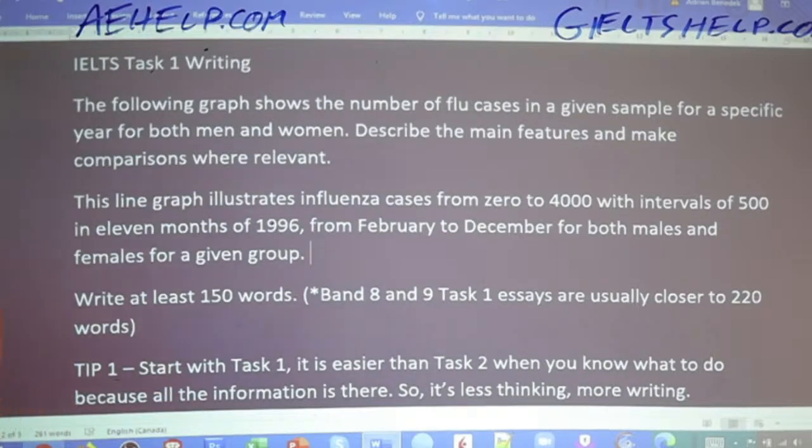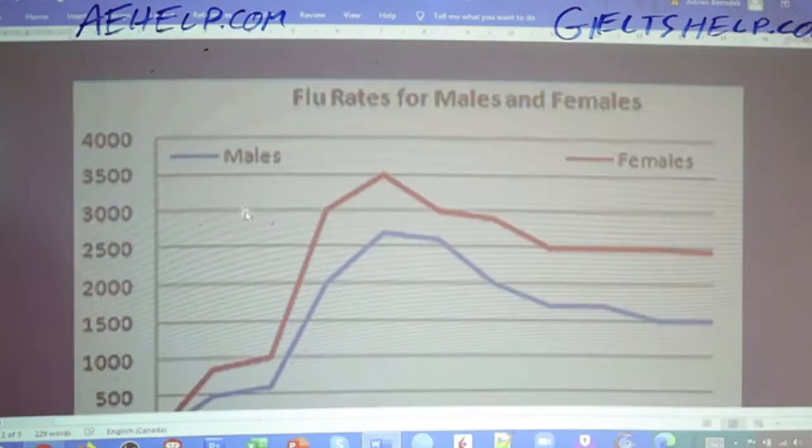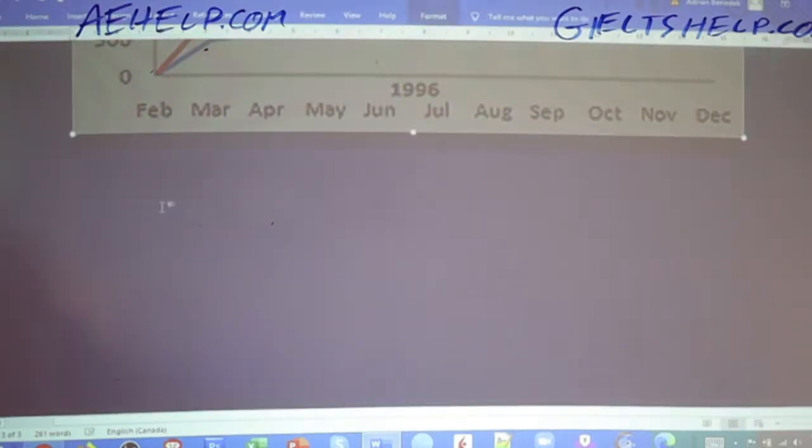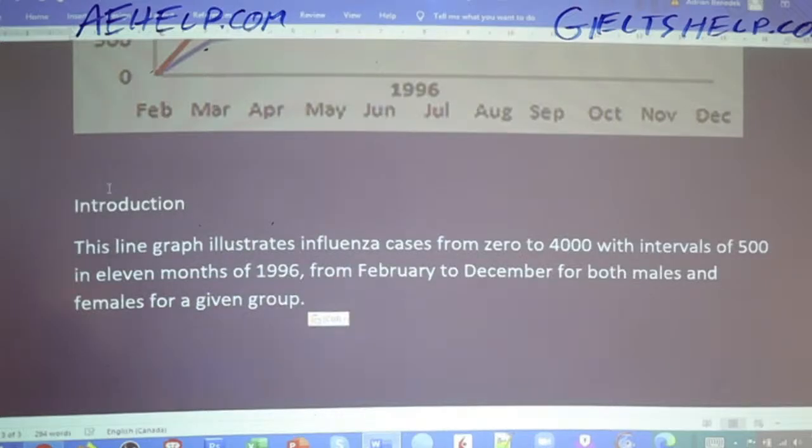All right, so that is the beginning of our task 1 response for this line graph. Let me just cut that. Actually, instead of cutting it, let me just copy it. Now we'll put that here as the introduction, and then we'll continue on with the overview. The overview is basically the main feature, or main features, if it's plural. There could be main features.